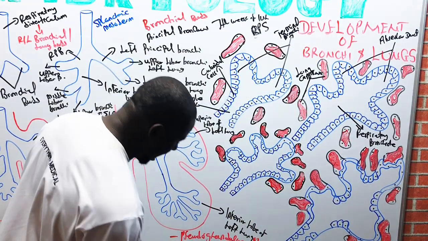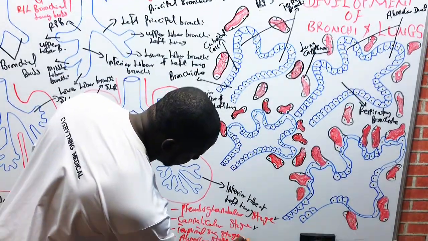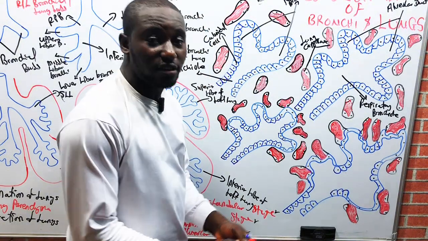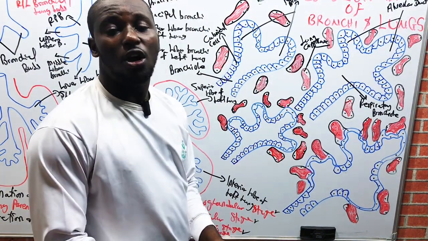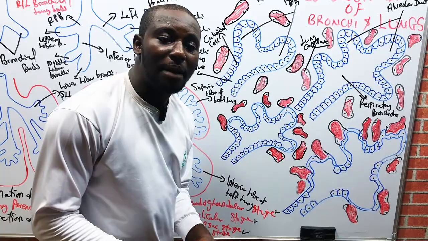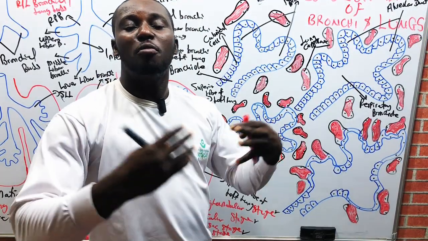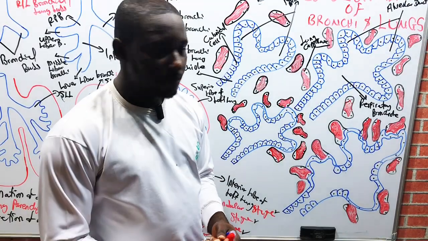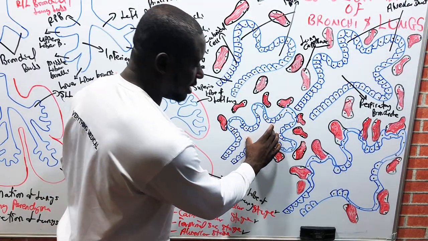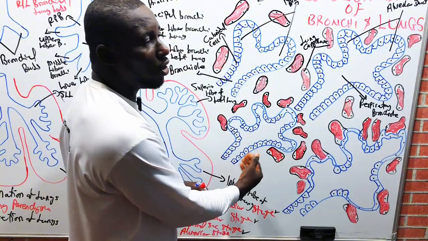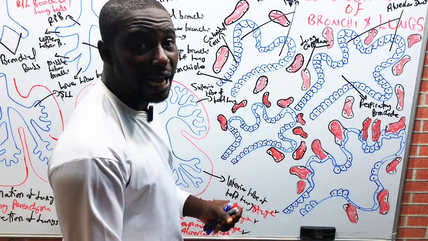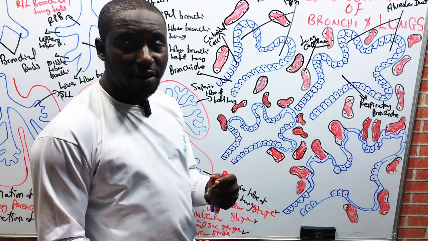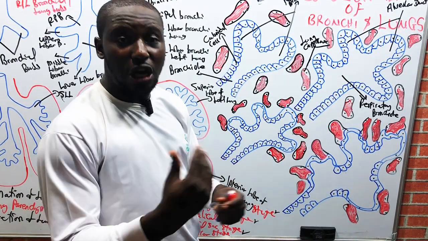Now, let's quickly look at the terminal sac stage, or the saccular stage of lung formation. It is a stage whereby there is a large number of terminal sacs, that is the primitive alveoli, right? You can see it here. This is the stage here. This structure depicts what we call the terminal sac stage.